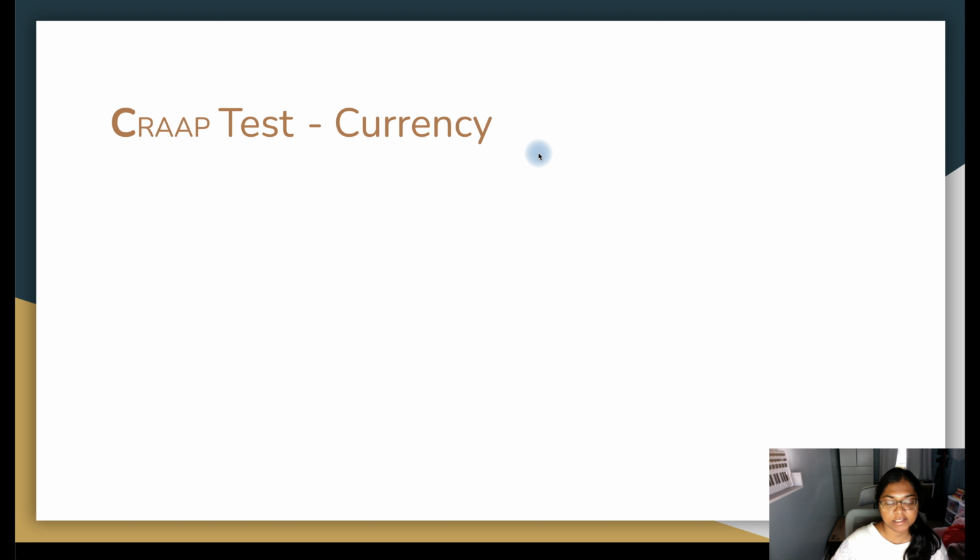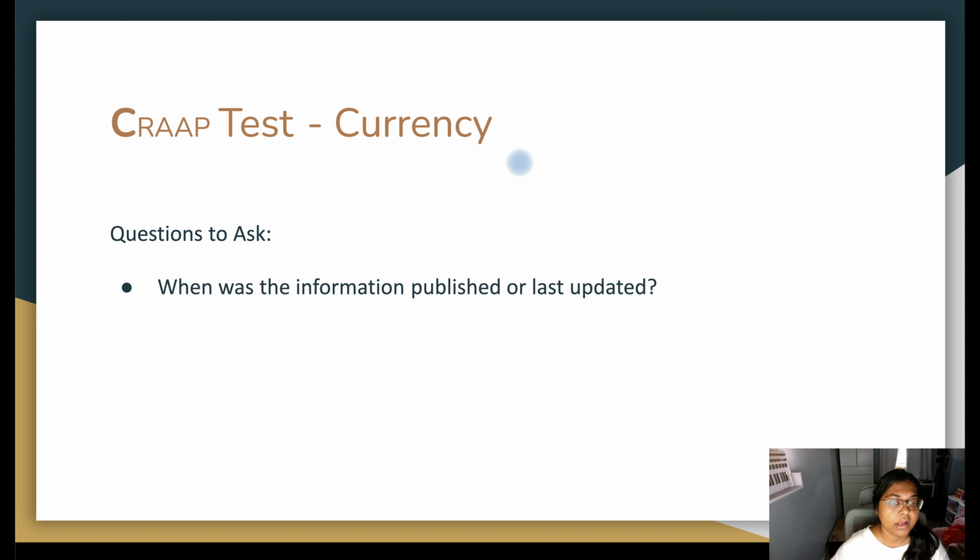How up to date is the information? Some questions to ask yourself when you are evaluating the currency of information. When was the information published or last updated? So you want to look out for the publication date or the last update just to make sure it falls within the range of how far back you should go for information. If you are looking for historical information, then you can go as far back as you need to go because history oftentimes doesn't change.